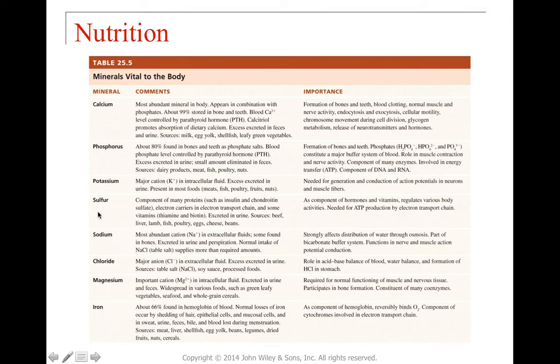We also have sulfur that is found in many different proteins. Anytime you see something that has a disulfide bond or has cysteine in it, cysteine is going to have a sulfur in it, so it's an amino acid that has a sulfur inside of it. It's also involved in electron carriers, so a lot of the electron transport chain relies on sulfur, and it's found in several different vitamins as well, like biotin.